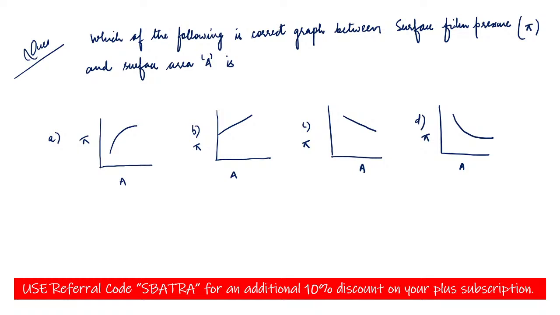Okay, so the question is, which of the following is the correct graph between surface film pressure, that is pi, and surface area A? So this graph you have to find out between surface film pressure and surface area.